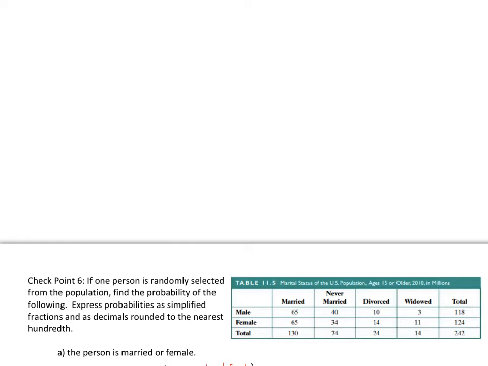All right, so the first one is we want to know the probability that the person is married or female. So these are not mutually exclusive, meaning I could be married and a female at the same time. Keep that in mind. It does help to note what the total population is, so 242. I want you to take a second and get your setup, and then we'll check back.